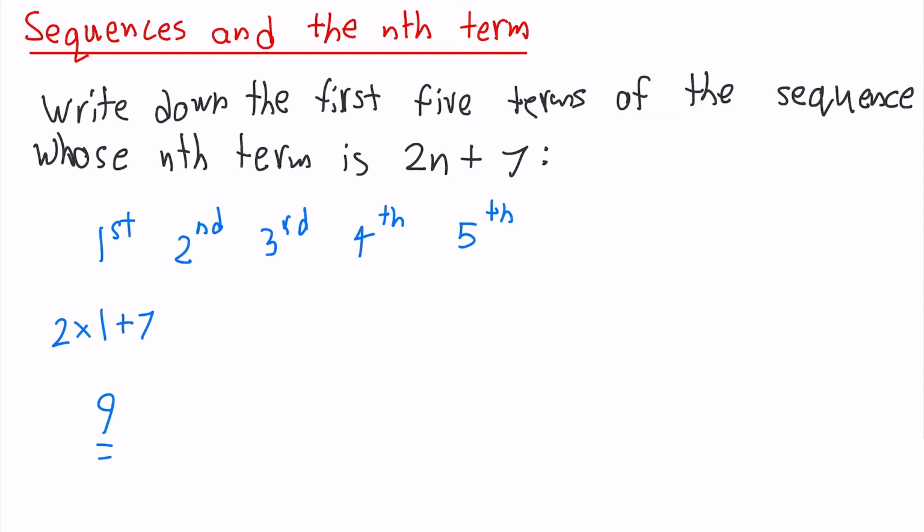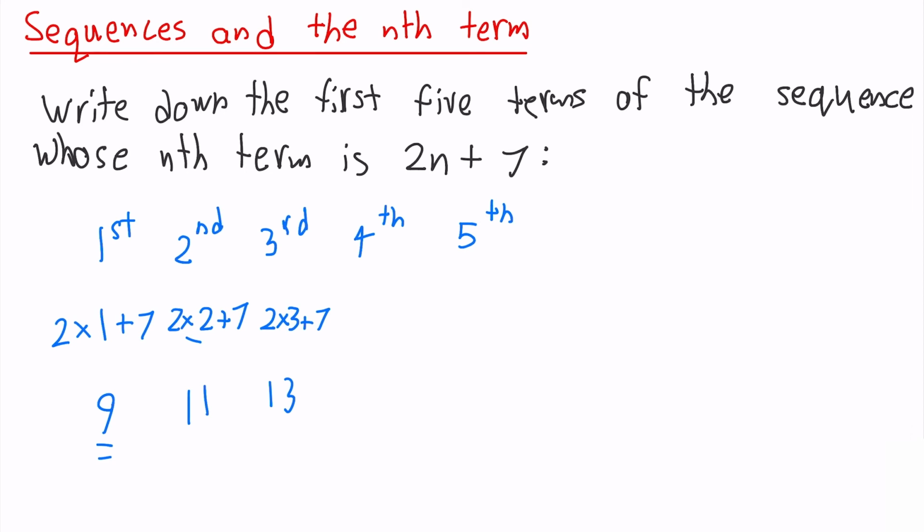Okay, 2 multiply 2 plus 7. 2 multiply 2 equal 4. 4 plus 7 equal 11. So the answer is the second term is 11. Okay, what about the third one? Here 2 multiply 3 plus 7. So 2 multiply 3 equal 6. 6 plus 7 equal 13.